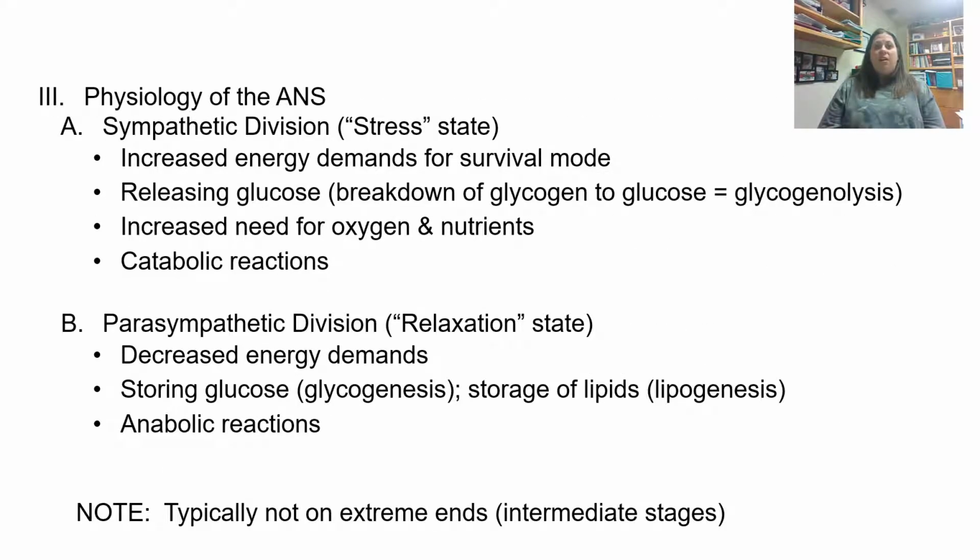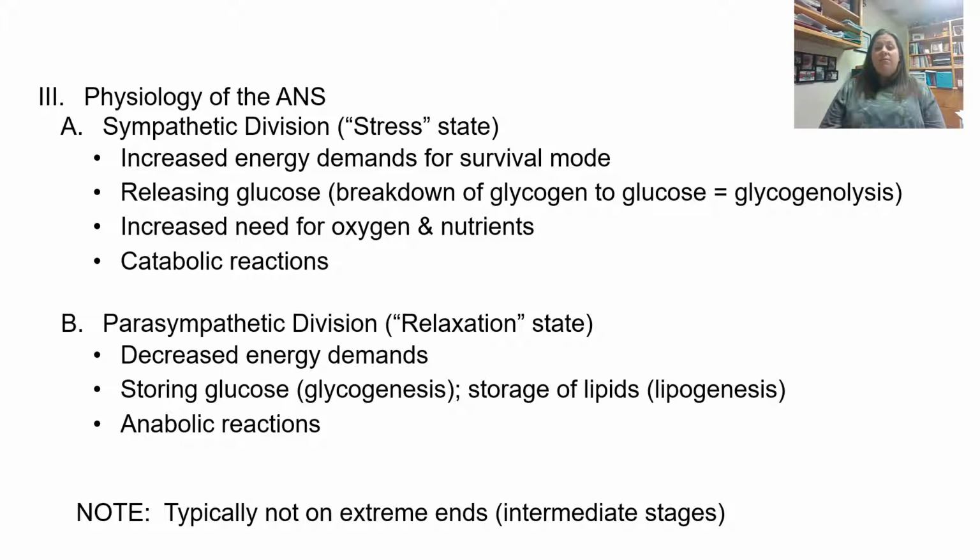Now the physiology of the autonomic nervous system. So the sympathetic division is the stress state. It increases energy demands for survival mode. So releasing glucose, the breaking down of glycogen to glucose, is called glycogenolysis. This is going to increase the need for oxygen as well as nutrients. This is going to drive a lot of catabolic reactions, if you recall back from chapter 2.